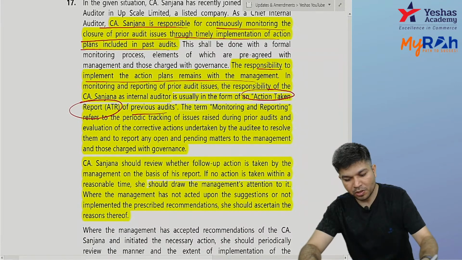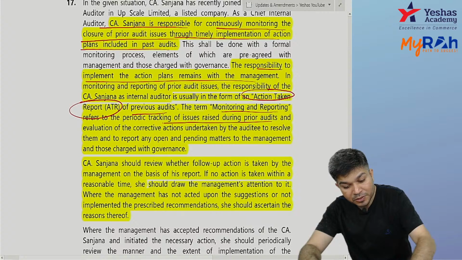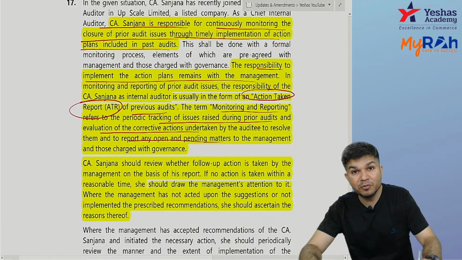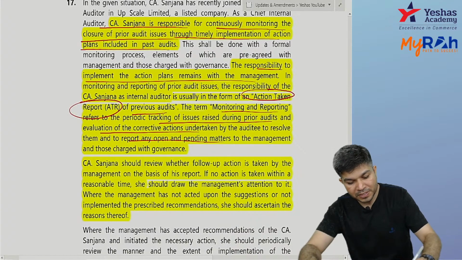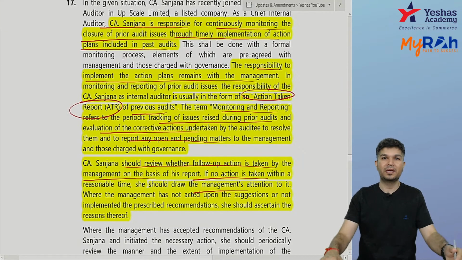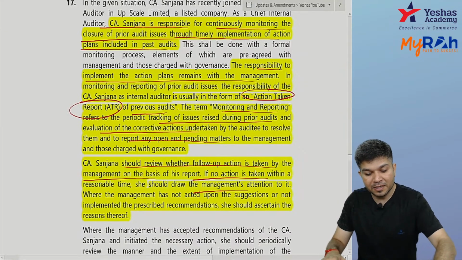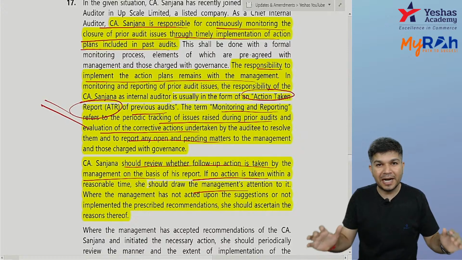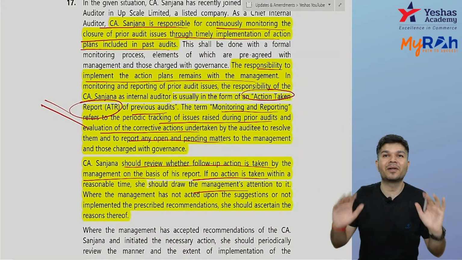ATR of previous audit. The term monitoring and reporting refers to tracking of issues raised during the prior audit, evaluating the corrective actions taken by the management, and if any open or pending matters are there, you bring them to the notice of TCWG. So CA Sanjana should review whether follow-up action is taken by the management or not. If no action is taken, draw the attention. If action is taken, see whether the actions are suitable or not. Now this word, action taken report of previous audit, ATR. See, they've written it in inverted commas. So try to make sure such words, such lines come in your answer.